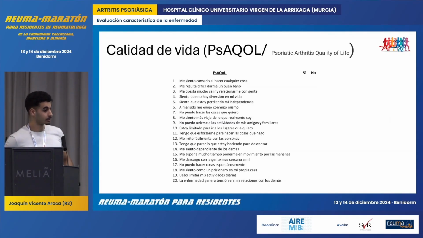Another scale that goes beyond just this is how the patient is doing, not only in terms of their basic daily living activities, but it also delves into more psychological and social aspects. It's the PsAQoL, in which we see questions like, for example, I feel older than I really am, or I get easily irritated with people, I feel dependent on others, I have to limit my daily activities, meaning it already delves into more social aspects. It consists of 20 questions, and the answers must be either yes or no. Logically, the more questions answered with yes, the poorer the patient's quality of life is likely to be.